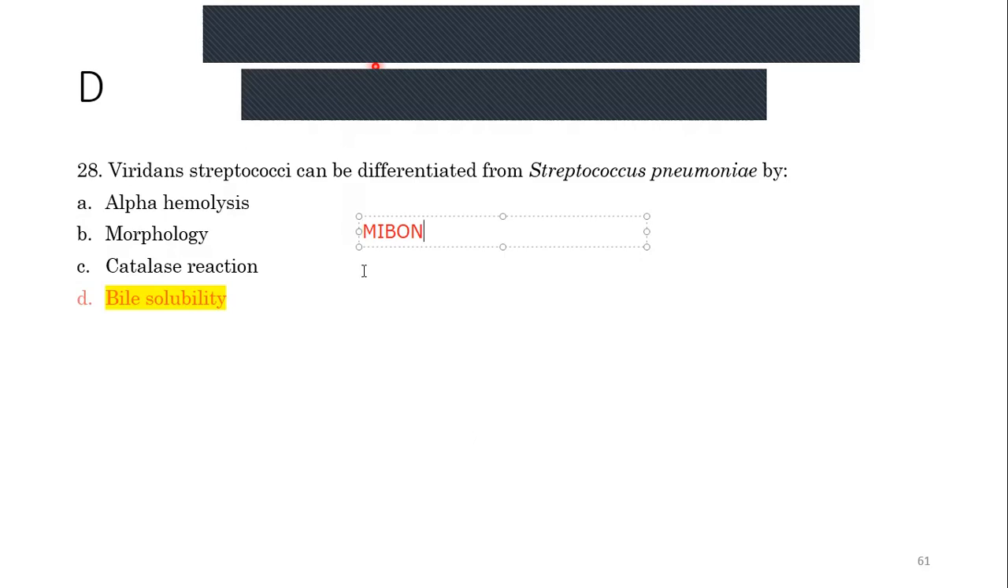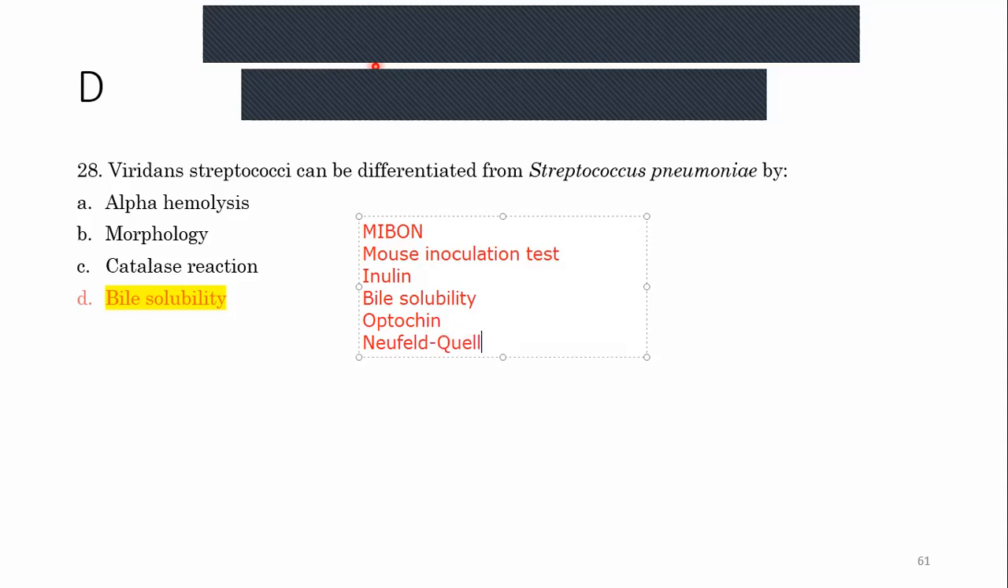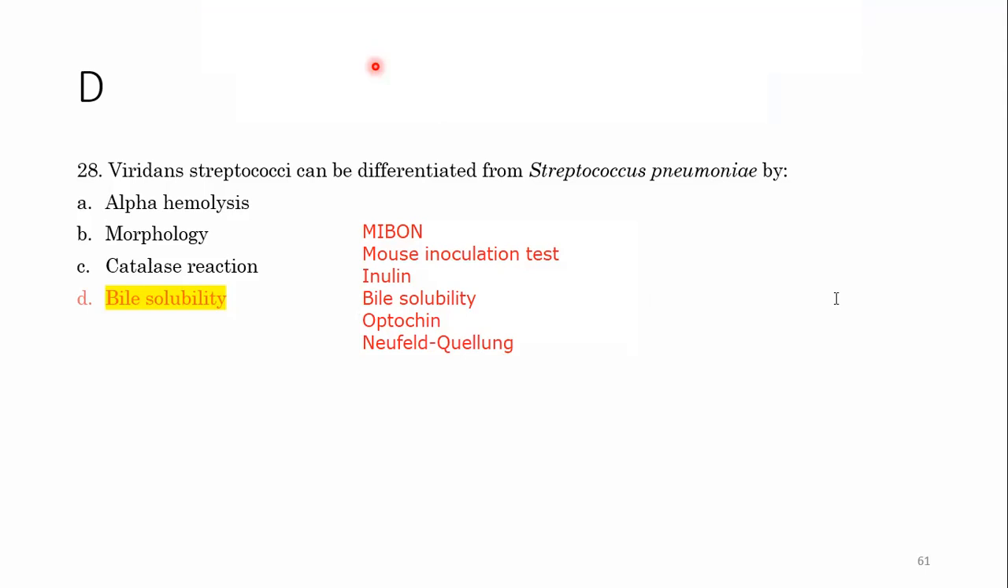What is MEBON? This is my mnemonic for those 5 tests which are helpful to differentiate viridans versus Streptococcus pneumoniae. MEBON stands for mouse inoculation test, inulin fermentation test, bile solubility test, optochin disc test, and the Neufeld-Quellung test. Again: the mouse inoculation test, the inulin fermentation test, the bile solubility test, the optochin disc test, and the Neufeld-Quellung test.